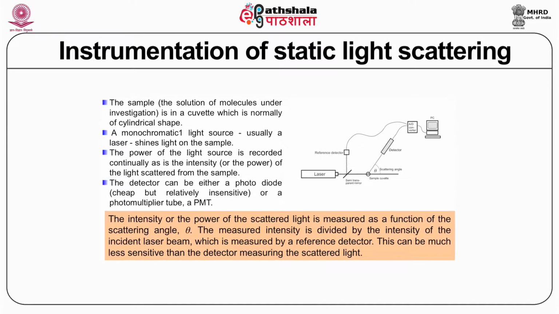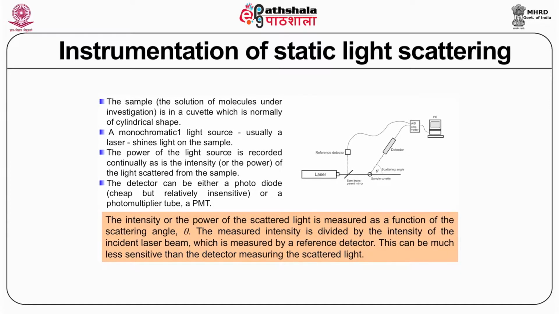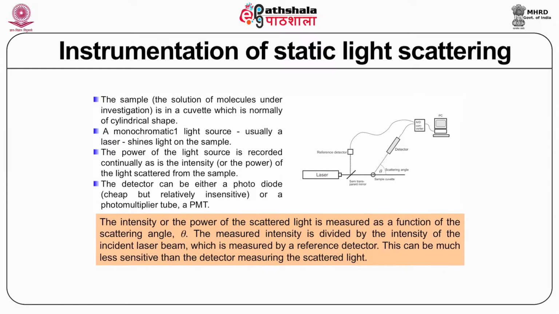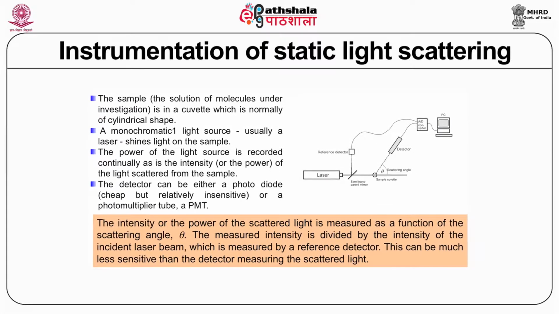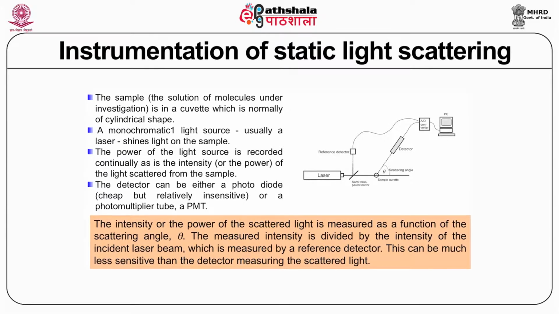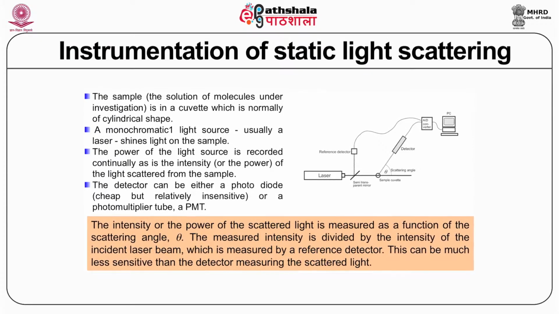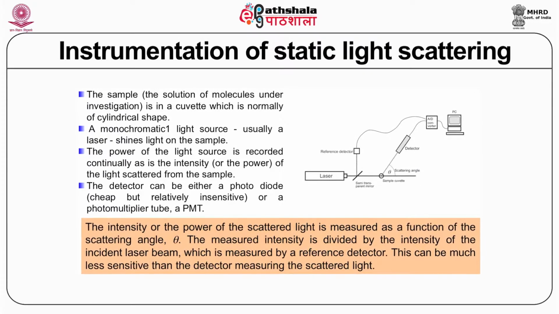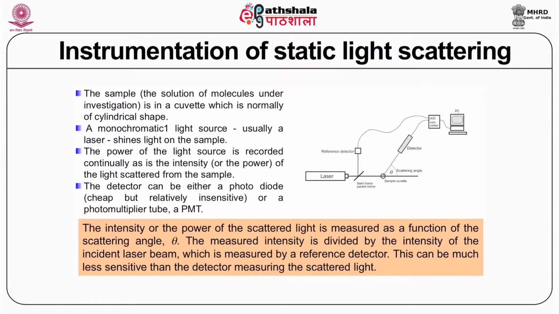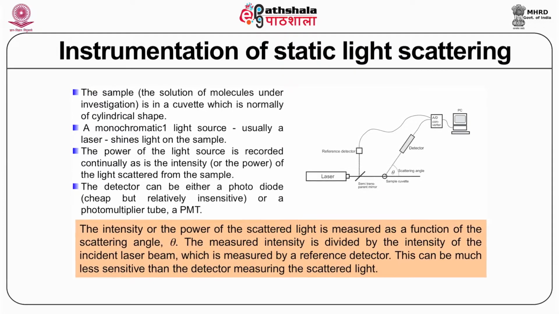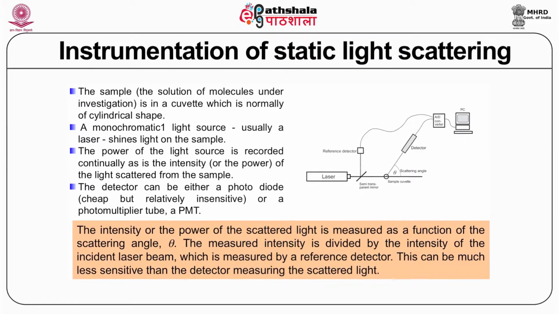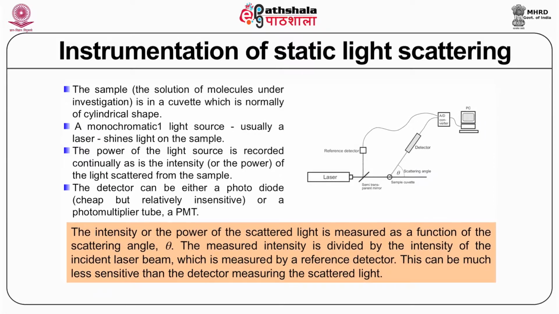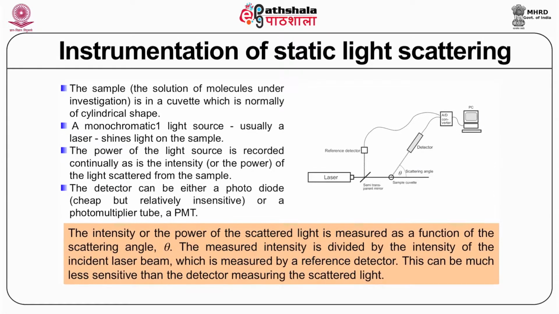You can see here that the instrumentation of SLS is very simple. The sample, or the solution of the molecules under investigation, is kept in a cuvette, which is normally cylindrical in shape. A monochromatic light source, usually a laser, shines light on the sample. The power of the light source is recorded continuously, as is the intensity of the light scattered from the sample. The detector can either be a photodiode, that is cheap but relatively insensitive, or a photomultiplier tube, the PMT you can see here in the figure.